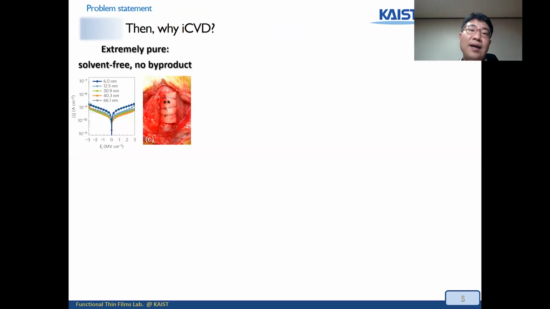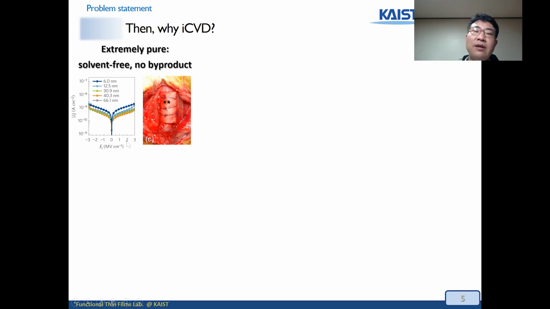So why iCVD? The advantages of iCVD are quite a lot. Let me explain briefly. First of all, the process utilizes only the initiator and the monomer. We don't use any kind of solvent or additives, and all the reaction happens as addition reaction, which means there's no byproduct. So even without a post-cleaning procedure or rinsing step, the polymer itself is very clean. We don't need a post-cleaning process, no additive, no solvent.